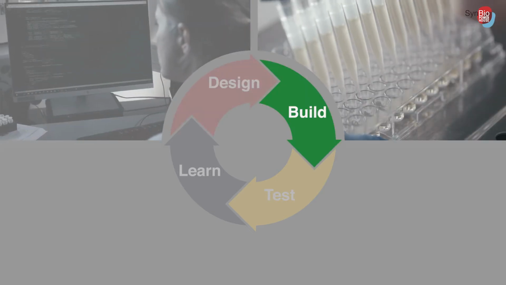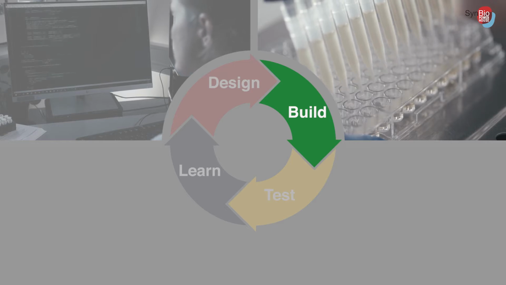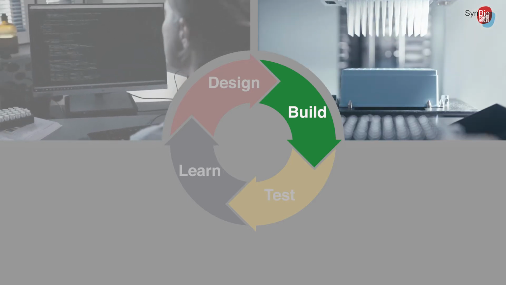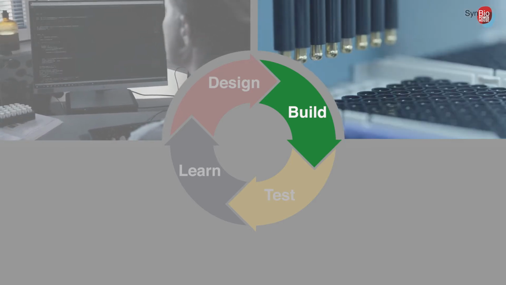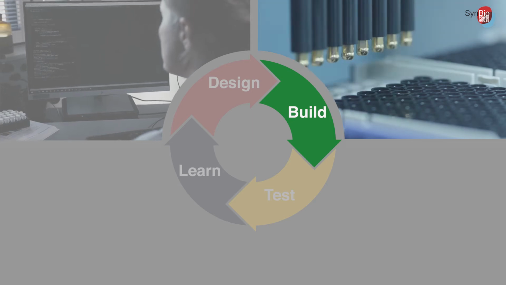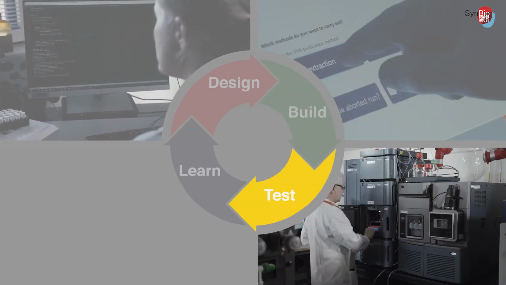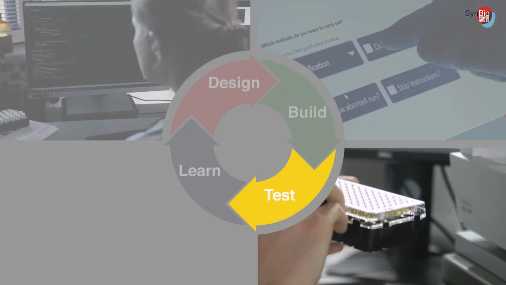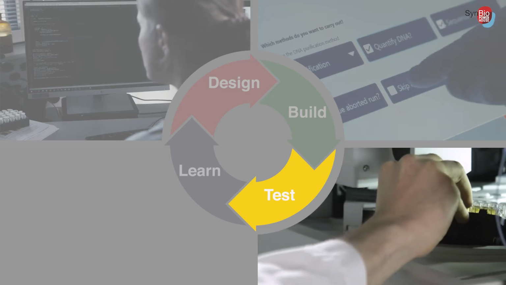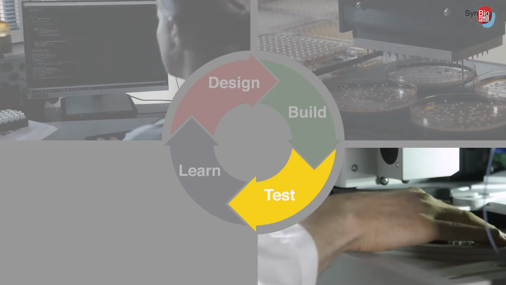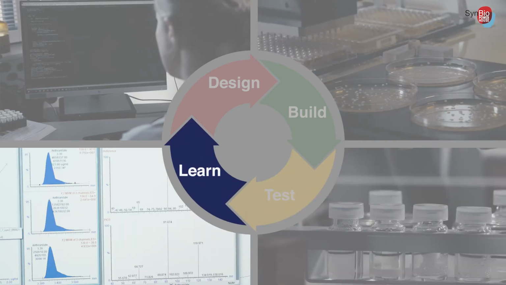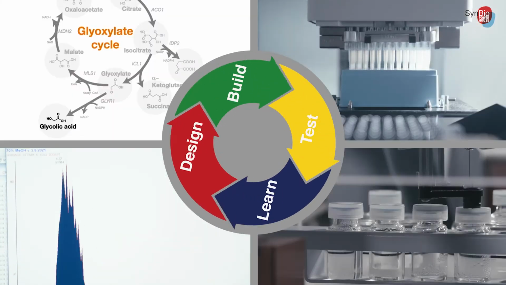Then we build, that is, we engineer the cell according to the model using genome editing tools. Because with current knowledge our designs are not perfect, we need to test a large number of engineered strains, how they behave and what their cellular chemistry is, and finally we learn from the data to design improvements.